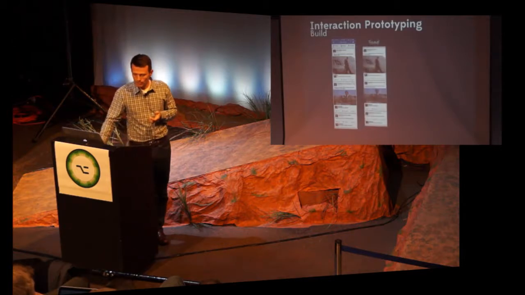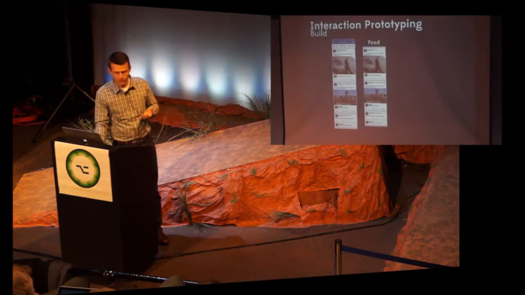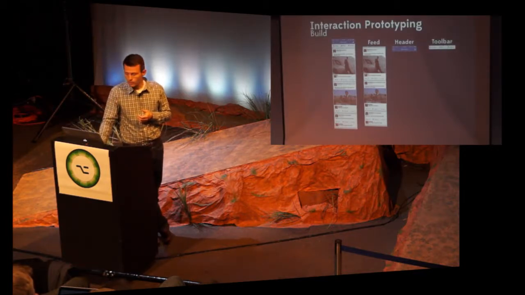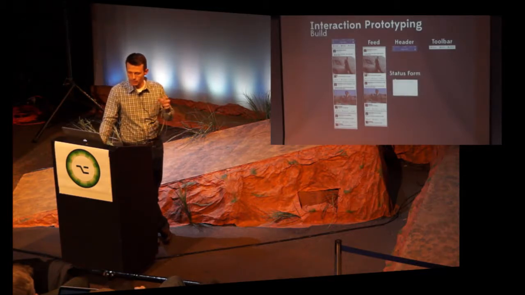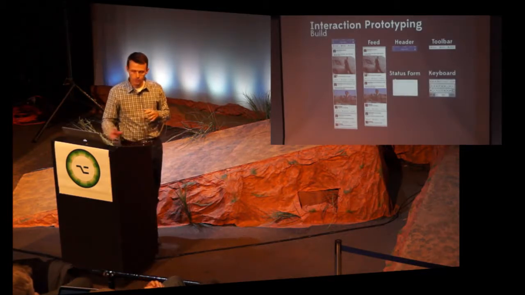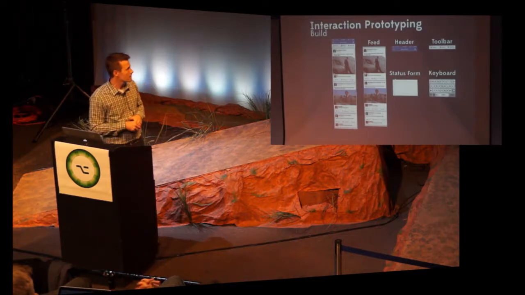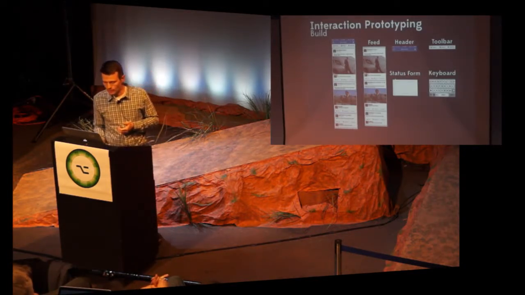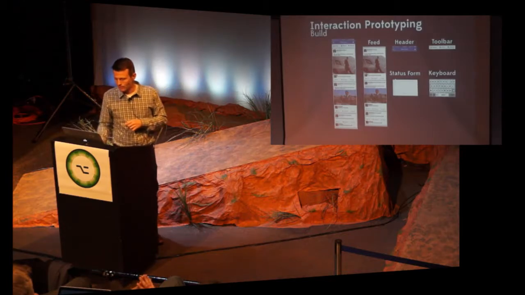First, I'm going to extract the image I'm going to use for the feed. I'm going to pull out the header, and I'm going to pull out the toolbar. And then finally, I'm also going to need something to put on the screen for the status form. And of course, when you're typing in the status update, you're going to need a keyboard. So I'm going to animate in a keyboard as well, even though that wasn't in the original mock-up.